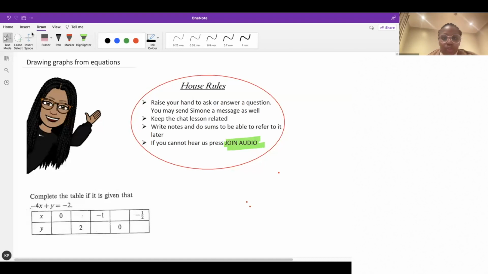Now we are going to be drawing graphs from equations. Okay. Now let's see. We are given an equation. First thing we want is for our equation to be in standard form. Everyone who's done this before, do you want to tell us what standard form of an equation is? What is the standard form of an equation?